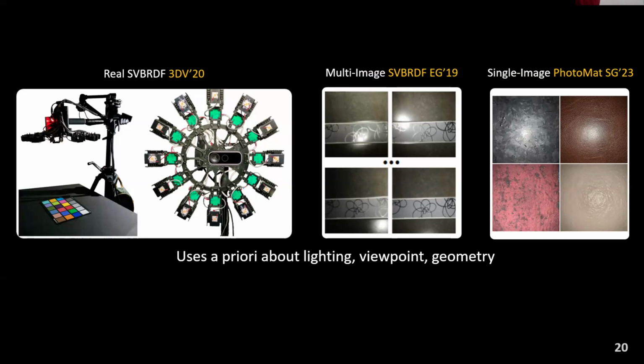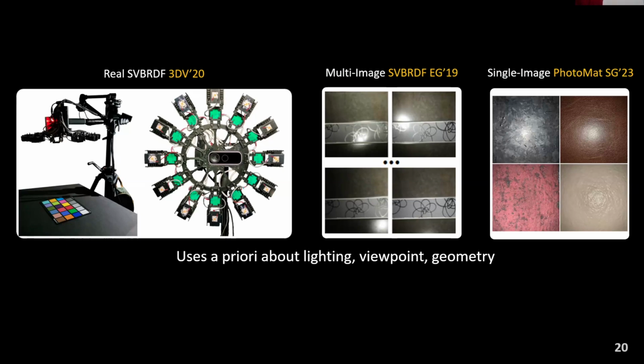Here you can see a setup for acquiring SVBRDF, which requires very strong a priori knowledge about the geometry or the lighting of the image. Here, for example, is a work that estimates SVBRDF by using several flash images and using the prior of the location of the flash in order to reconstruct the intrinsic decomposition from the highlights of the flash, right?